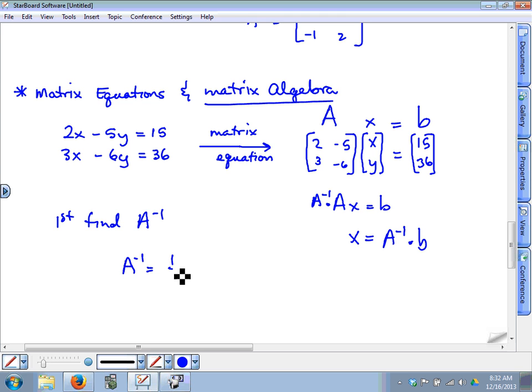So A inverse is equal to 1 over the determinant of A. Then we switch the spots of A and D, so this becomes a -6 on the top left and a +2 on the bottom right. Then B and C switch signs, so we're going to have a +5 and a -3.